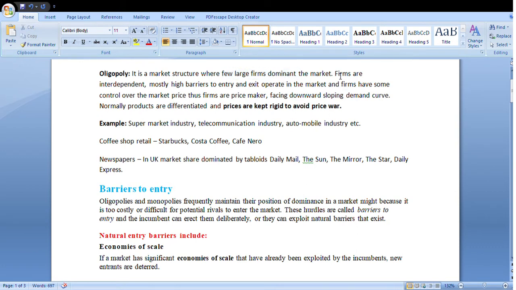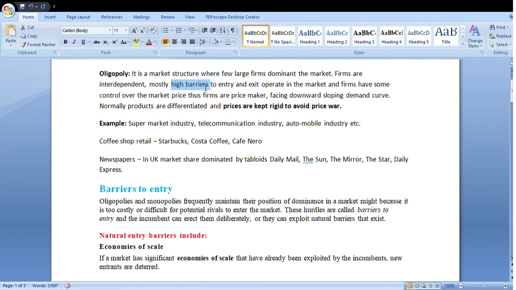Second is that firms are interdependent. For example, if Samsung introduces new features in their smartphone, you will see that very quickly other firms will follow and upgrade their features. So interdependent means if one firm does something, other firms also try to copy it. They also try to introduce that thing in their product to attract customers.